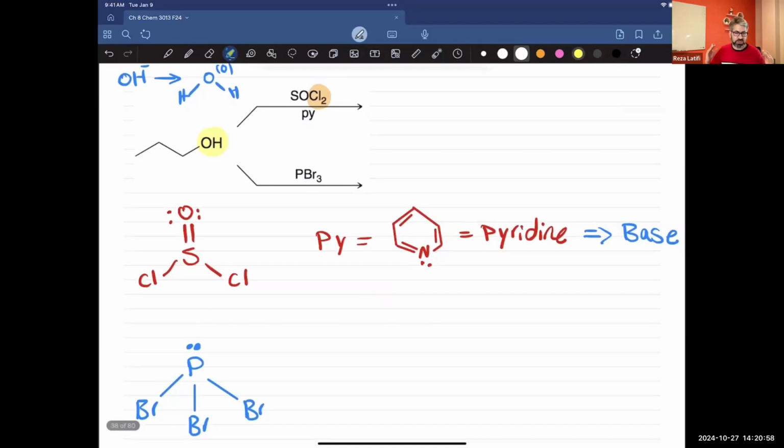We have a sulfur attached to two chlorides and one oxygen, a dichloride, the chlorosulfoxide. Mainly we call it thionyl chloride. And the next one says PY. That's a pyridine compound. It will behave as a base. Why? Because nitrogen has a lone pair, and then nitrogen can interact with hydrogen. If that happens, then it will get a positive charge. So it can behave as a base.